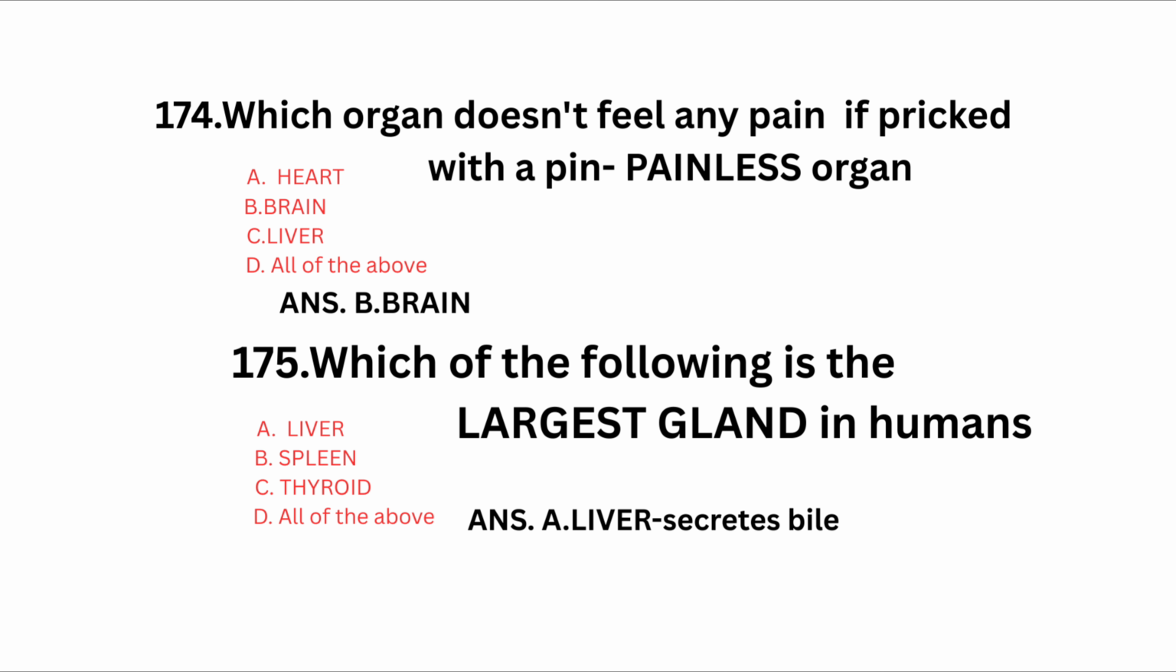175. Which of the following is the largest gland in humans? A, liver, B, spleen, C, thyroid, D, all of the above. Answer A, liver. It secretes the bile, and it's the largest gland.